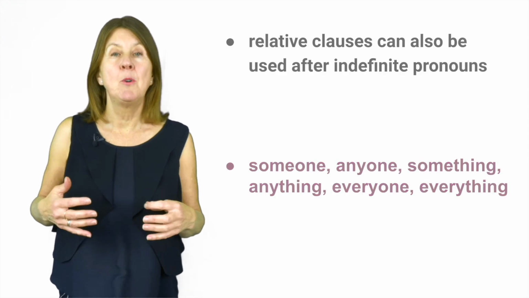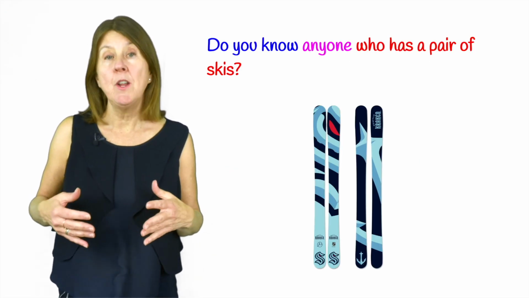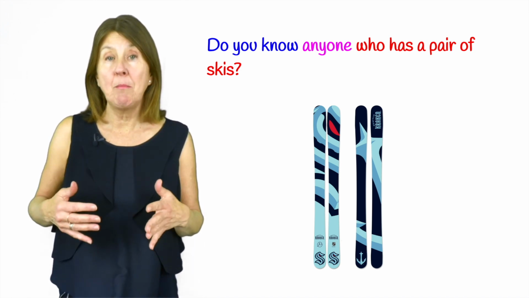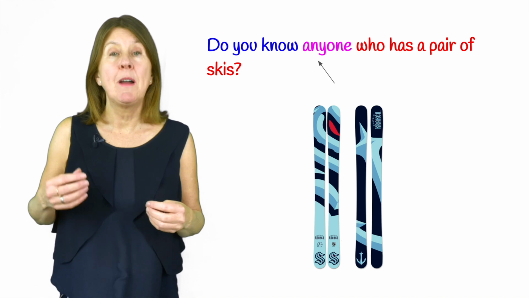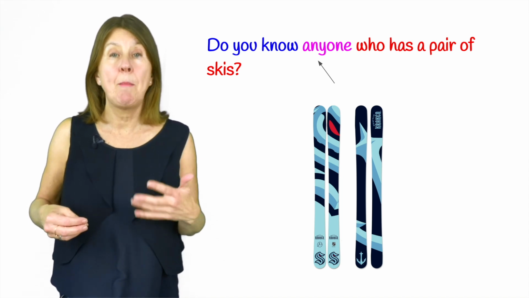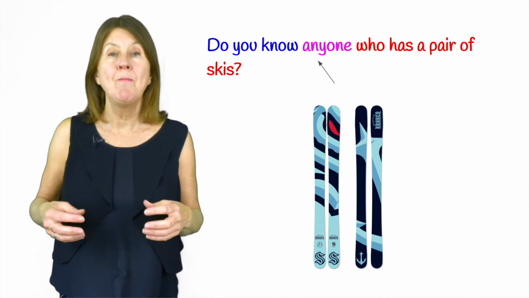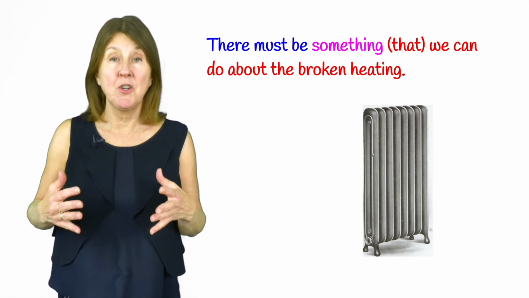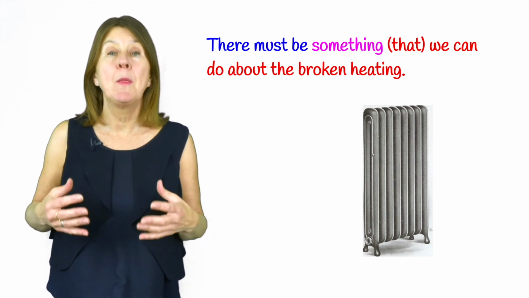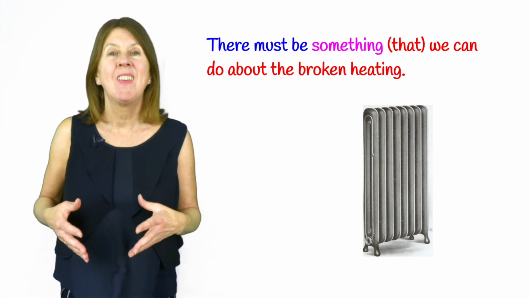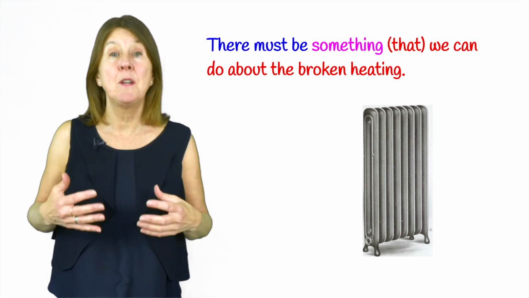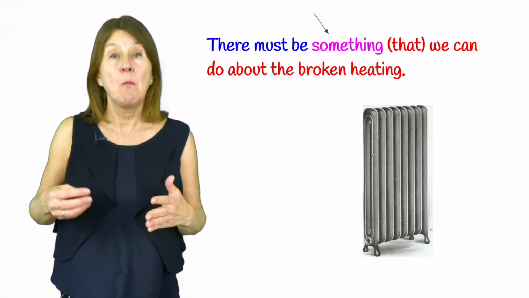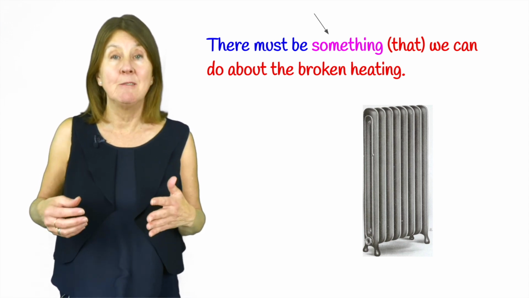So in this example, do you know anyone who has a pair of skis? We have the indefinite pronoun anyone followed by the relative clause who has a pair of skis. Or there must be something that, this is optional here, we can do about the broken heating. Here we have the indefinite pronoun something followed by the relative clause that we can do about the broken heating.